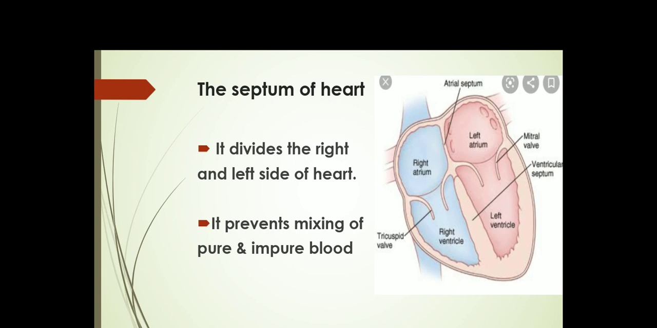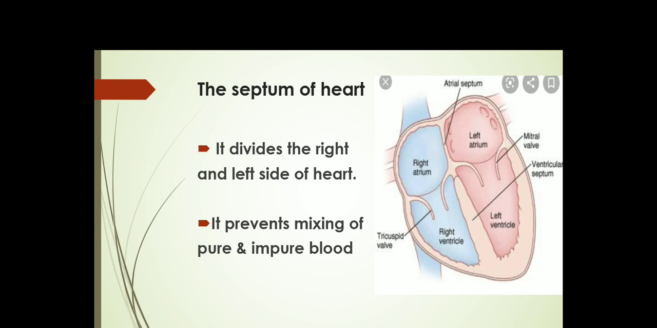Next is the septum. S-E-P-T-U-M, septum. From the word septum, you will have some idea. It will separate. The septum will separate the right side and the left side of the heart.